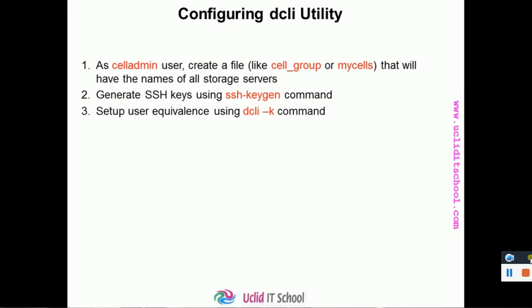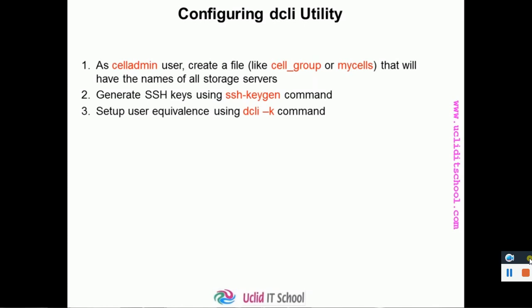This slide shows you the steps to configure the dcli utility. For example, I want to configure dcli on storage servers, and dcli is configured for particular operating system accounts. On every cell we have an account called cell admin. Now I want to configure dcli for the cell admin account on storage servers. First you need to log in as the cell admin user and create a file. That file can be given any name, but the standard name is cell_group.